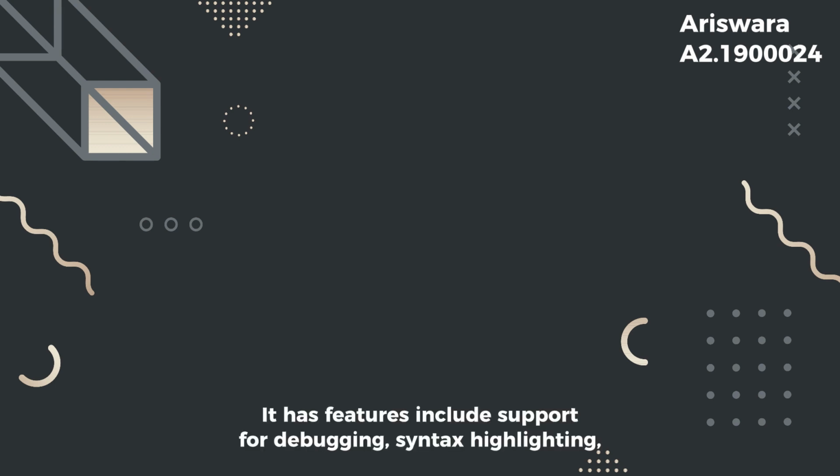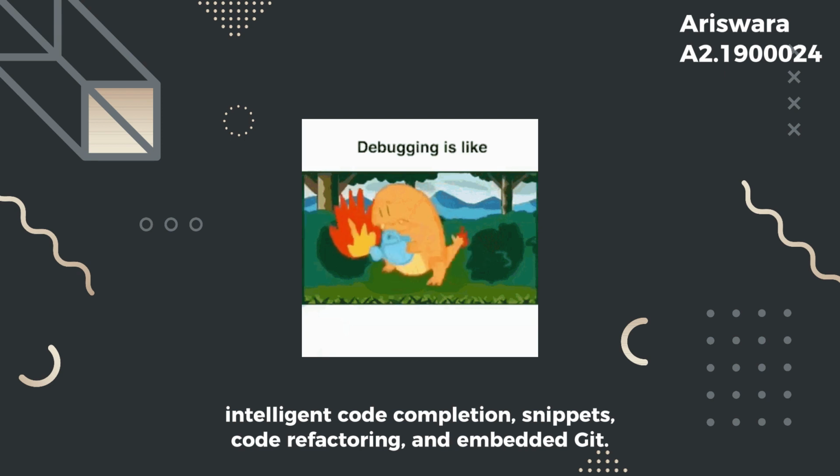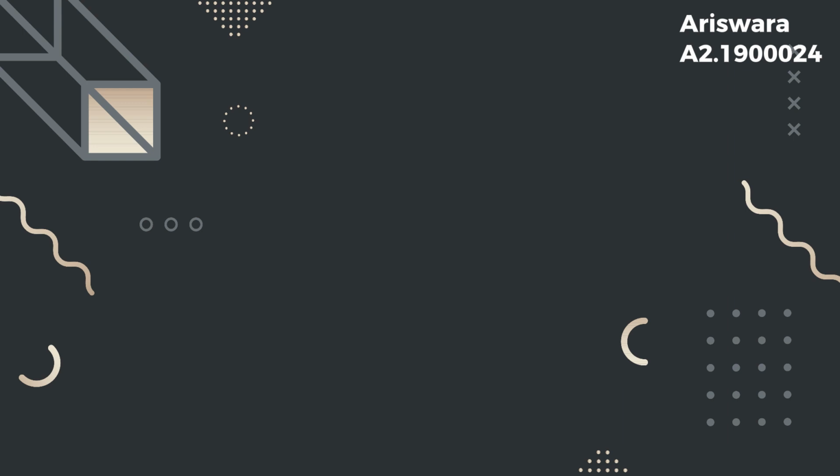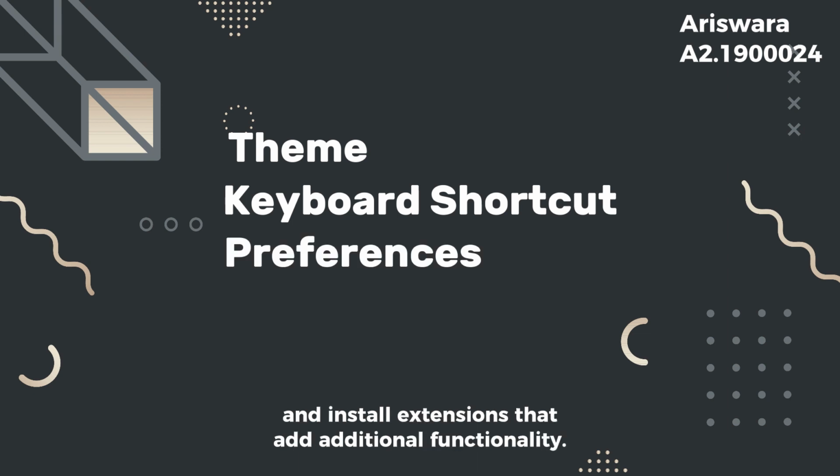Its features include support for debugging, syntax highlighting, intelligent code completion, snippets, code refactoring, and embedded Git. Users can change the theme, keyboard shortcuts, and preferences, and install extensions that add additional functionality.